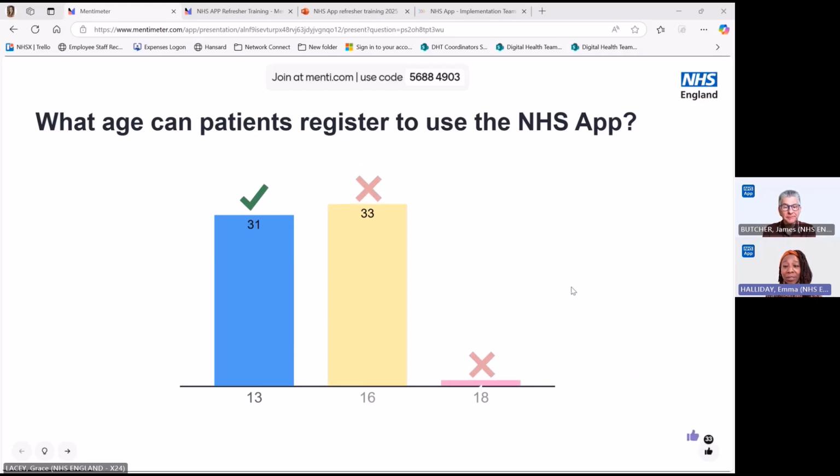Okay, so brilliant. So no one did answer 18. The correct answer is 13. So a mix there, with most people actually saying 16. So we will be talking about that as we go through the NHS login slide. On to the next question, please.